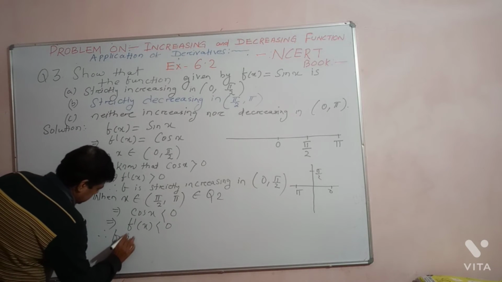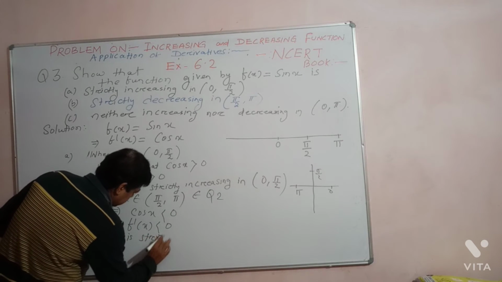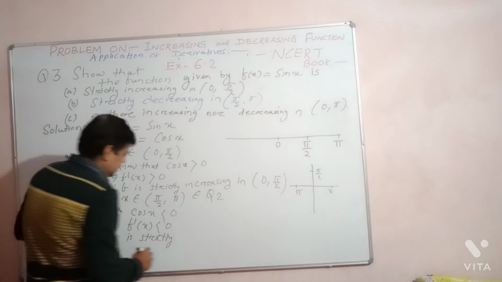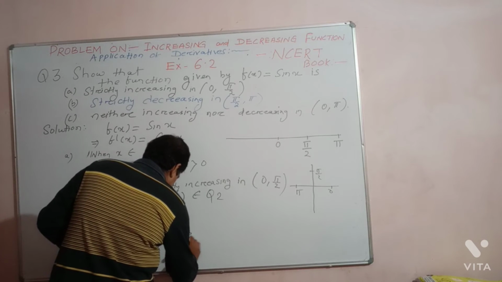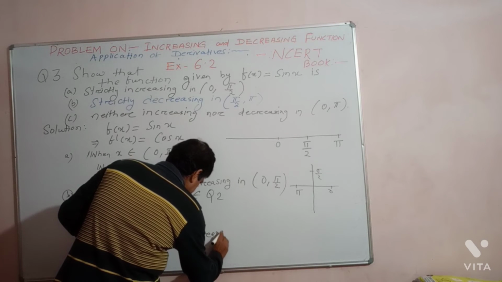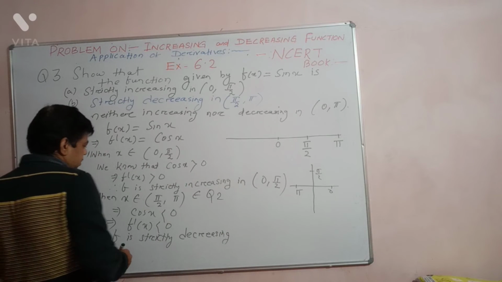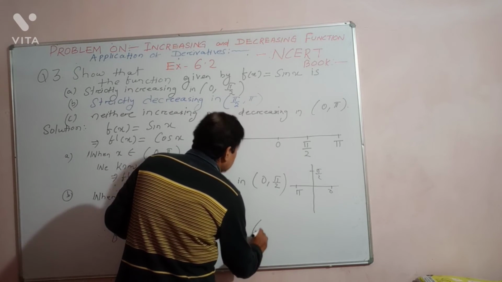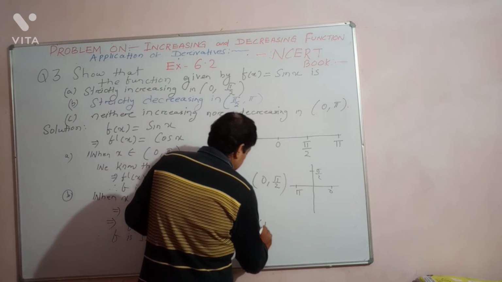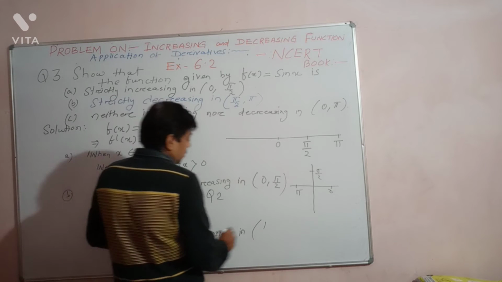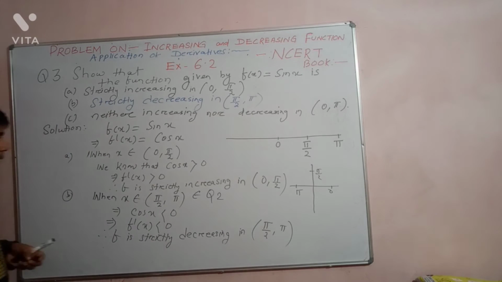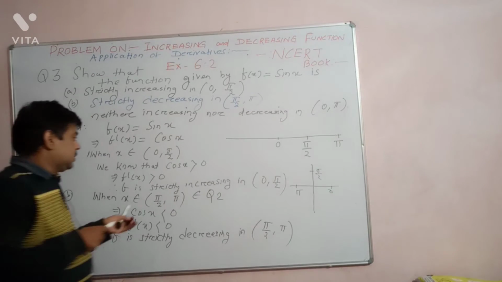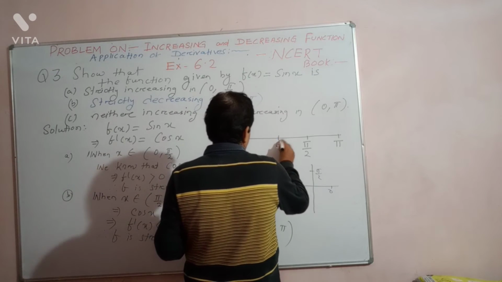Hence f is strictly decreasing. Because you know if the derivative of the function is less than 0, then f is strictly decreasing in the interval, the second interval pi by 2 to pi. Understand? Is it clear? Okay. So in the third case we have to write that. See, in the function we see that the function is increasing in the interval 0 to pi by 2.